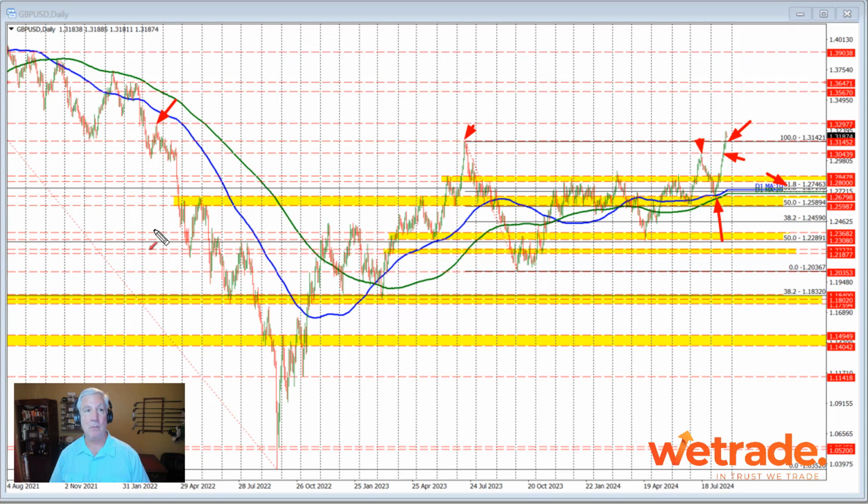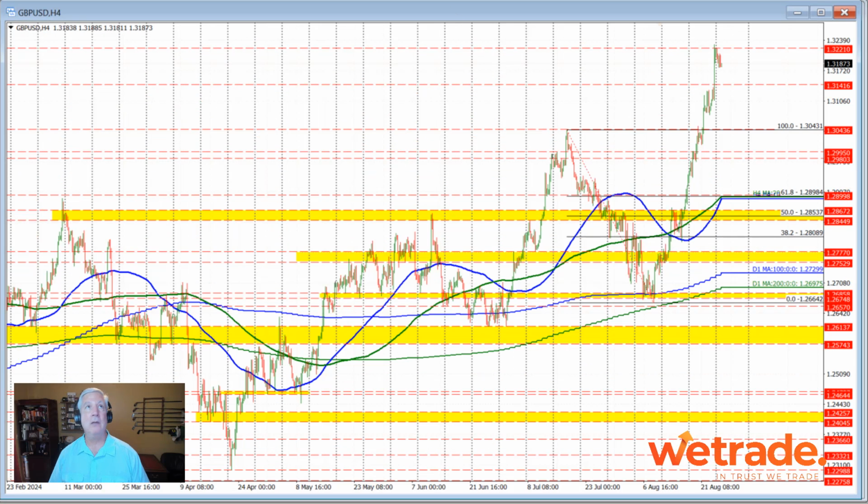The next target would come way back here to this high level going back to, what is that, the month of March or so of 2022. Came in at 1.3297. And certainly something doable here for the sterling versus US dollar as long as the price remains above 1.3142. Like the euro versus US dollar, we'll take a look at a shorter term chart.